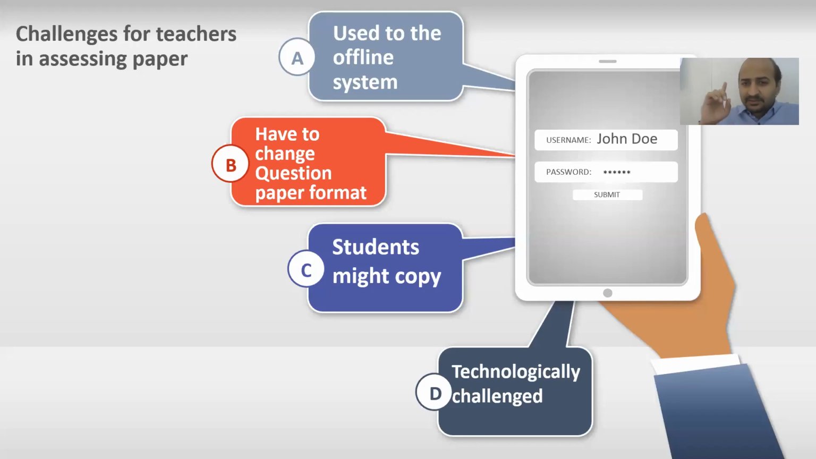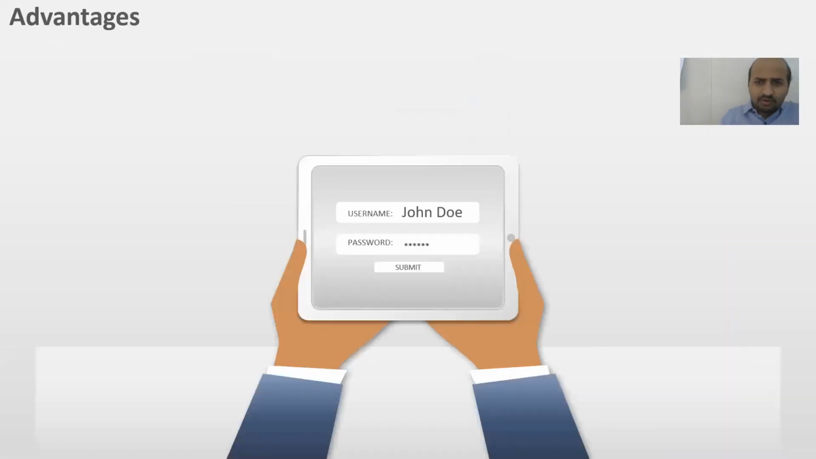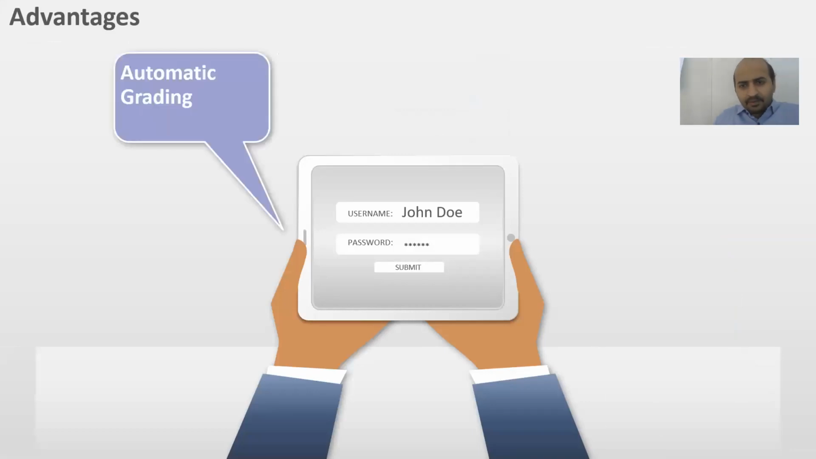So don't worry, it's for everybody, and I'm going to show you exactly how we do all of those things step by step. Now, what are the advantages? Let's not look at challenges, let's look at the advantages of online systems, because the advantages are far more than the challenges. One of the advantages is automatic grading. Today there is software in the market that can grade things on its own, automatically, all in a jiffy.